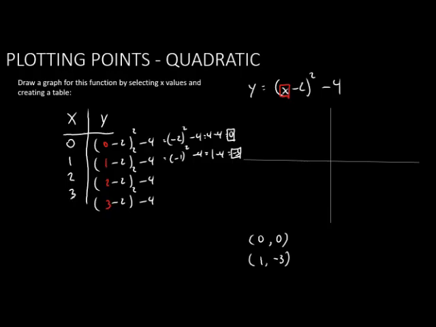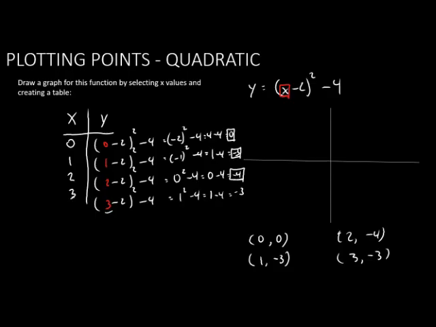Now I plug in 2. 2 minus 2 will give me 0 squared minus 4, which is just 0 minus 4, because 0 squared is still 0. This will give me a y of negative 4, and so my next point is 2 comma negative 4. Finally, I plug in 3, and I'll take 3 minus 2, which is 1 squared minus 4. 1 squared is still 1. And then 1 minus 4 gives me negative 3, so my final point is 3 comma negative 3.